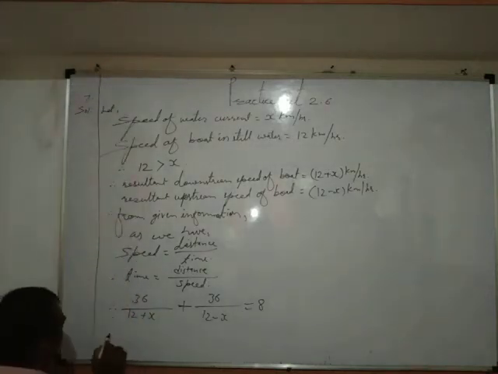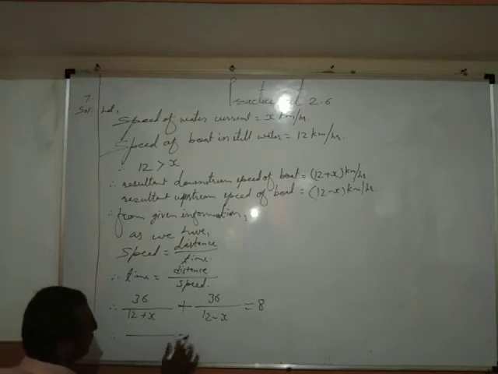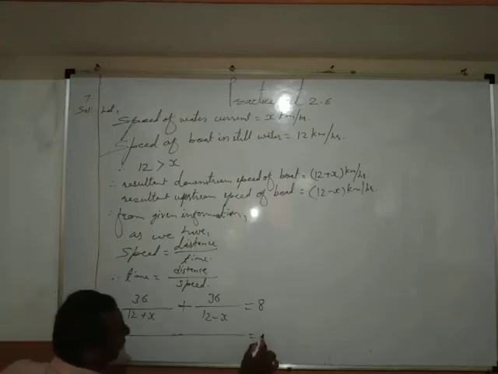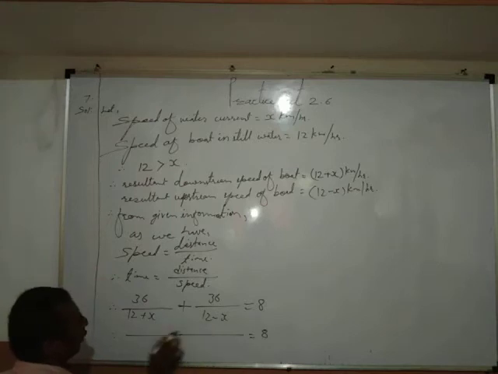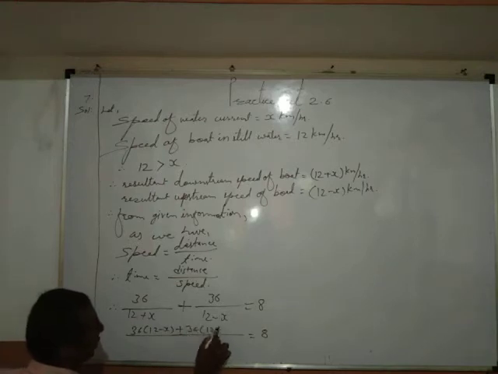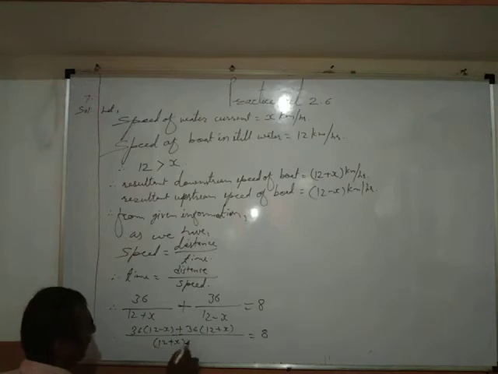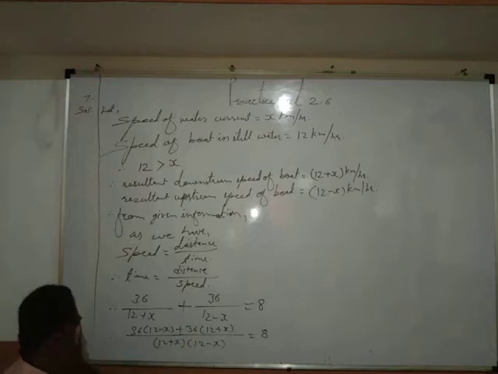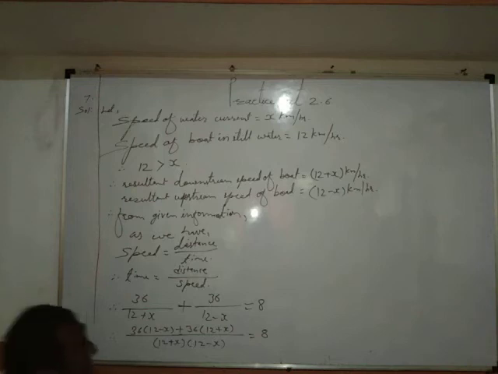Therefore, as denominators are not same, we need to cross multiply and to consider LCM of their denominators. 36 into 12 minus x plus 36 into 12 plus x upon 12 plus x into 12 minus x. Now here 36 in bracket 12 minus x plus 36 in bracket 12 plus x. Both these equations have 36 common.